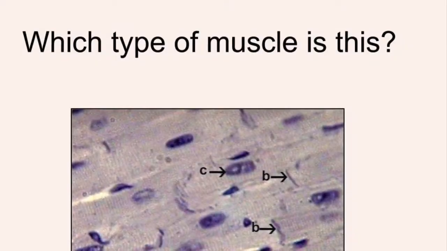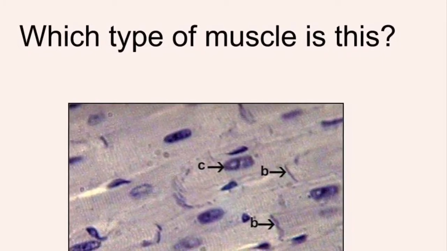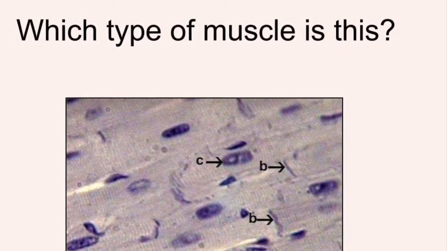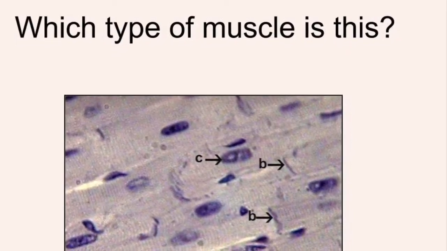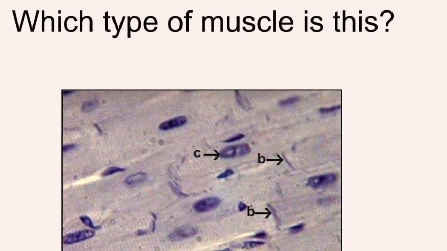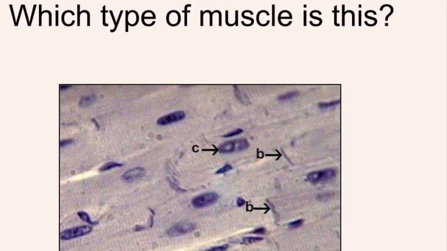So by now you should be able to determine what type of muscle tissue this is. Do you notice the striations on it? Do you notice the fibers are not completely parallel but a little bit woven? Do you notice those dark bands called intercalated discs? You got it. It must be cardiac muscle.